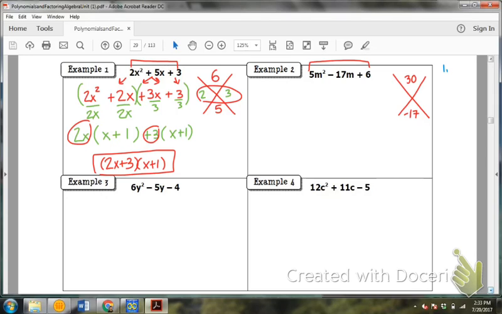So you can do 1 and 30. Remember, both of them need to be what? They both have to be negative, right? Because if I'm going to add them to get a negative but multiply to get a positive, they both need to be negative. Well, when I add 1 and 30 together, I get 31, so that's not going to work. What about negative 2 and negative 15? What happens when I add them together? I get negative 17. Aha.